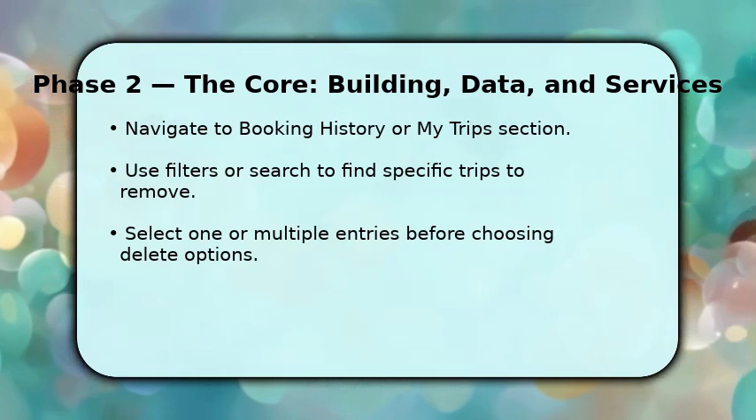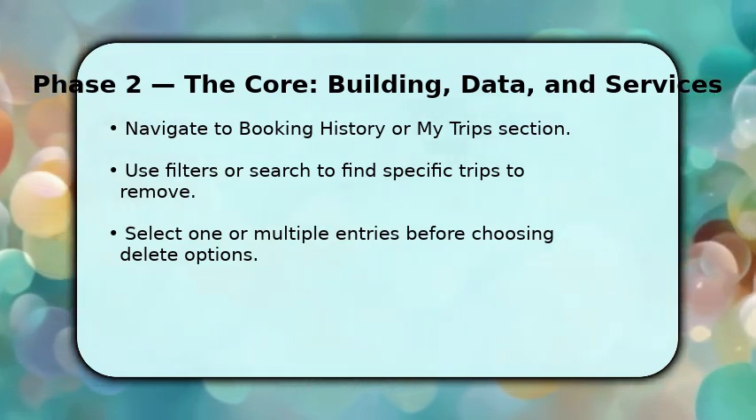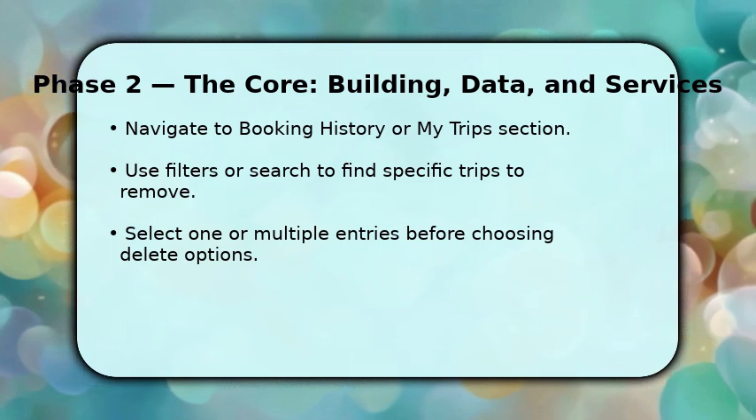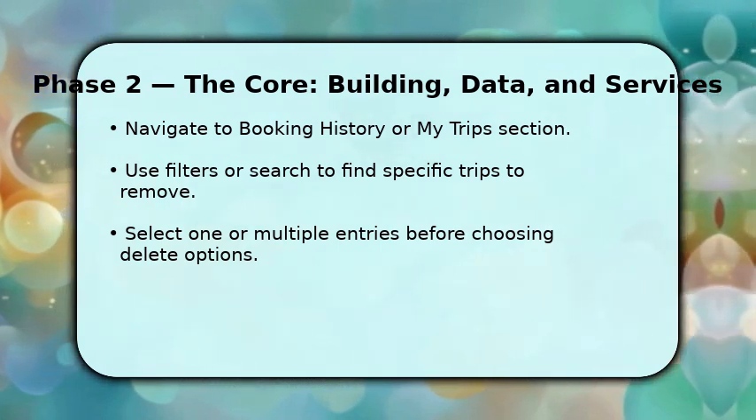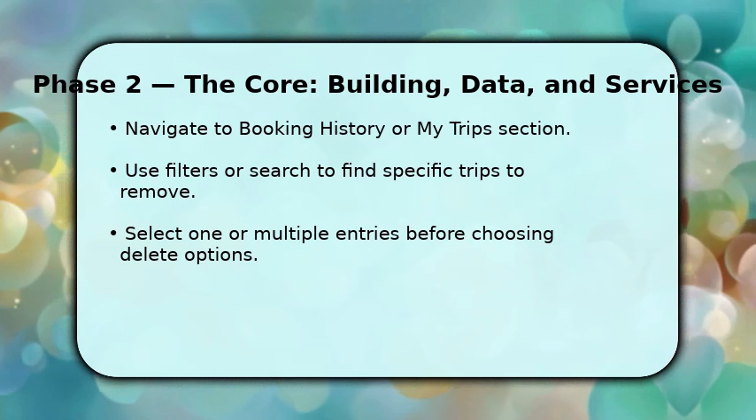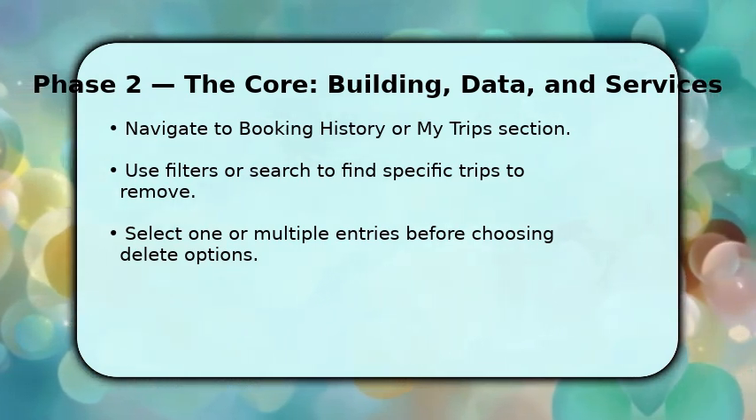Now go into Booking History or My Trips. This is where Redbus lists all past bookings tied to your account. Once there, use the date filters or search to narrow results. This prevents accidental deletion of important trips.